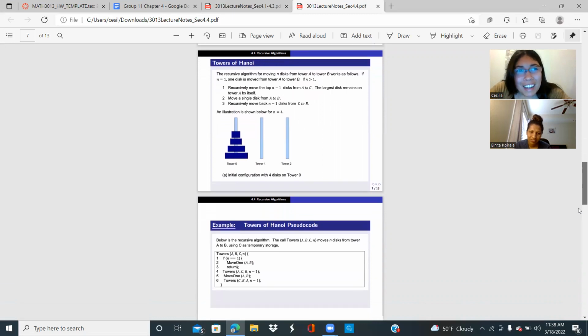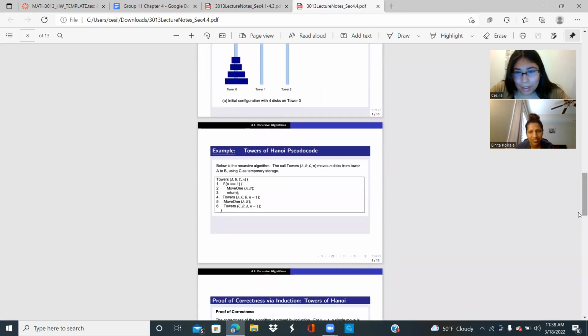And then okay, so this is the pseudocode for Hanoi. Below is the recursive algorithm. The call towers A, B, C, n moves n disks from tower A to B using C as a temporary storage. So we are using those three as shown in our picture.